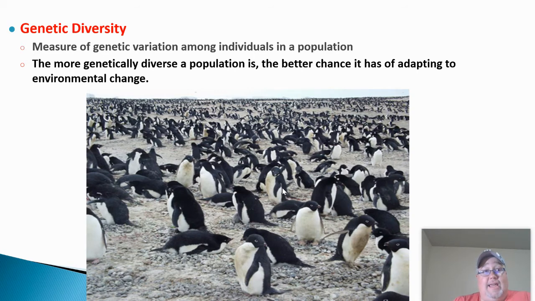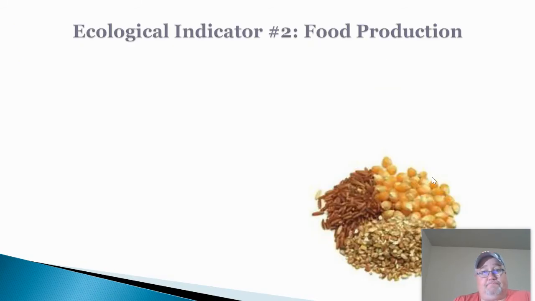One thing that we're seeing with species as they become endangered, the more endangered the species is, the fewer individuals there are. And if there are fewer individuals, the amount of diversity lessens. And that's not good for the species. So we want to make sure these species can flourish. There's lots of genetic diversity.